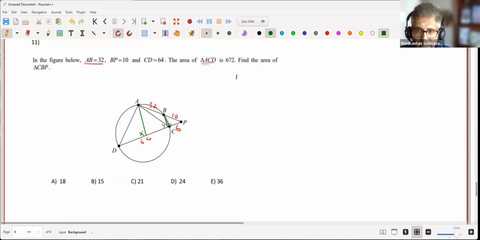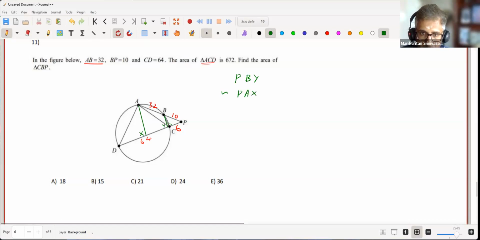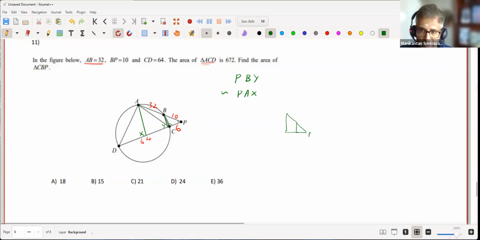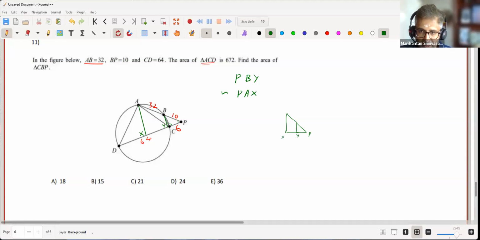Now you can clearly see that triangle PBY is similar to PAX. Both are similar. Both are right angle triangles with a common angle being P. So one is looking like this, another is looking further like this, in a tilted way. So this is my P here, this is my Y, this is my X, this is my A, this is my B. Okay, now we can just use the scale factor thing here, right?